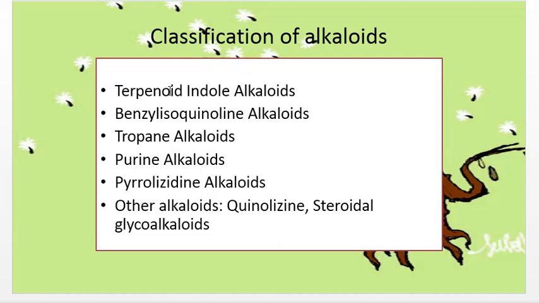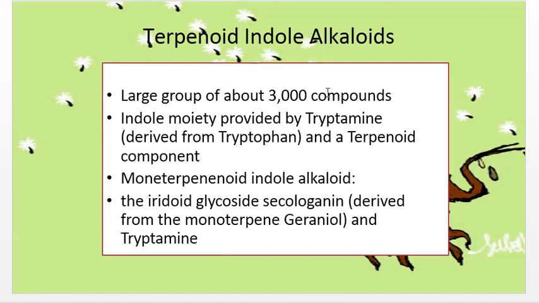We can classify alkaloids into terpenoid indole alkaloids, benzyl isoquinoline alkaloids, tropane alkaloids, purine alkaloids, pyrrolizidine alkaloids, other alkaloids, guanylazine, and steroidal glycoalkaloids. Terpenoid indole alkaloids are a large group of about 3,000 compounds. Indole is provided by tryptamine derived from tryptophan. What is tryptophan? This is an amino acid and a terpenoid component. Monoterpenoid indole alkaloid, the iridoid glycoside, is derived from the monoterpene geraniol and tryptamine.